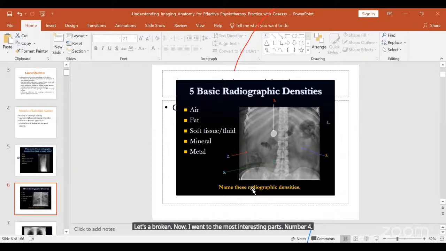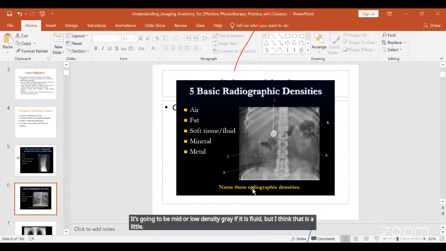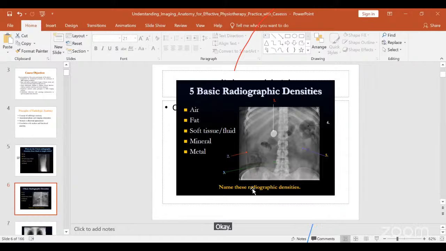Number 4. What's number 4? Air. Now, if you say air, where? Fluid. If you say air, where, you say fluid, it's where. It's going to be mid or low density gray if it is fluid, but looking at it again, it looks more dark here. It's more darker than fluid. Yes. Look, it should be air.